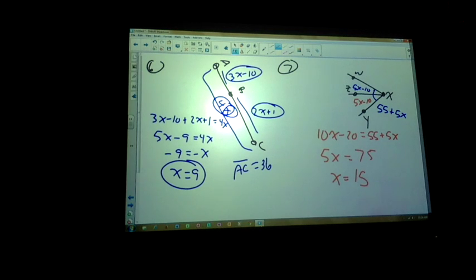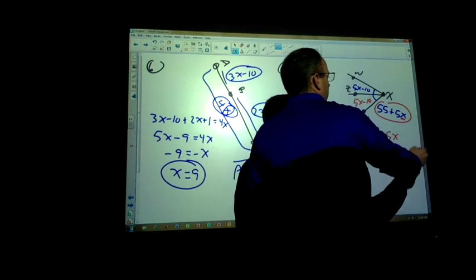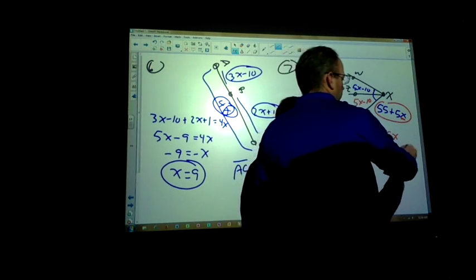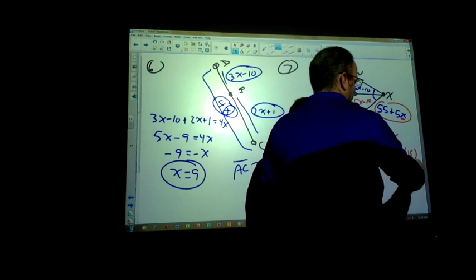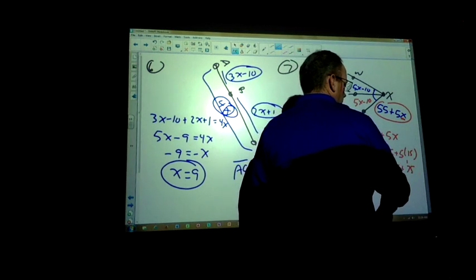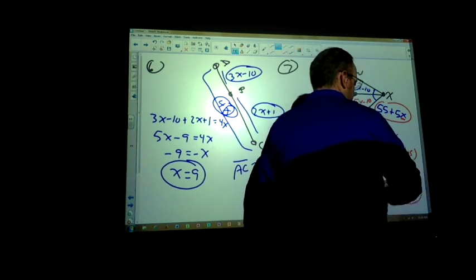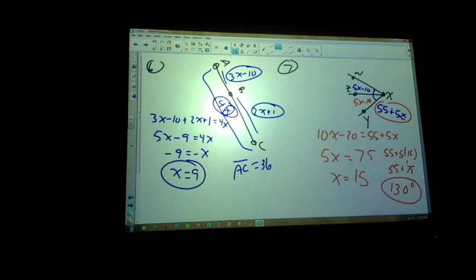WXY. So if we're going to find the whole angle, if we know that x is 15, if I know the whole angle is this, then I can plug it in here. So 55 plus 5 times 15. So 55 plus 75, coming out to 130 degrees. Is that right? Did I do my math right? I don't know. Sorry.